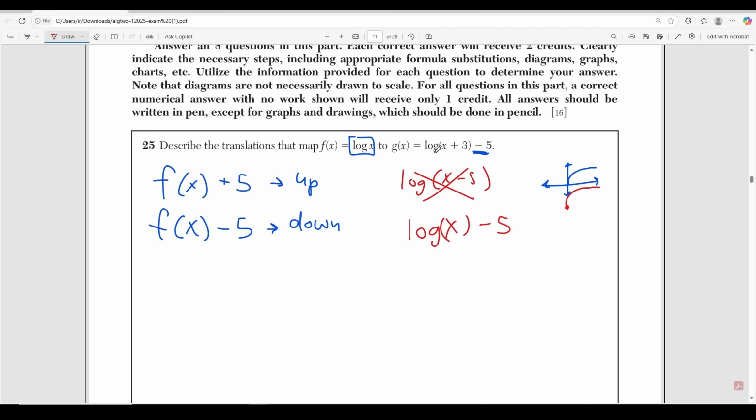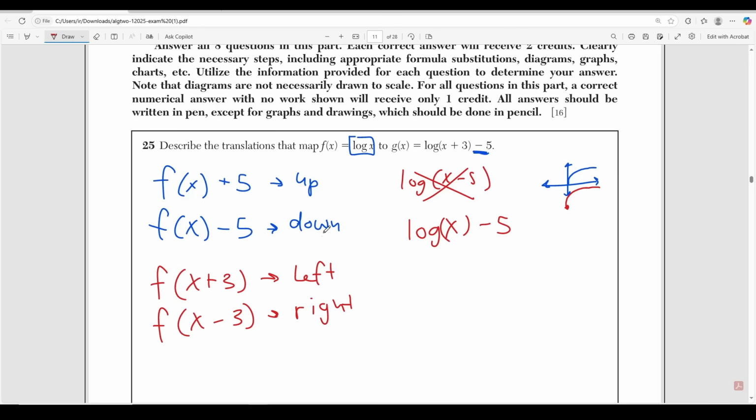Then, that's not all what we have here, right? We also have the log of x plus 3, in addition to that minus 5. So whenever you have something that's happening to the x, for example, x plus 3, or f of x minus 3, that's going to be a shift to the left or a shift to the right. So notice here how this 5 was not attached to this x, but this plus 3 is attached to the x. So because the plus 3 is literally happening to the x, that means that we're shifting to the left or the right.